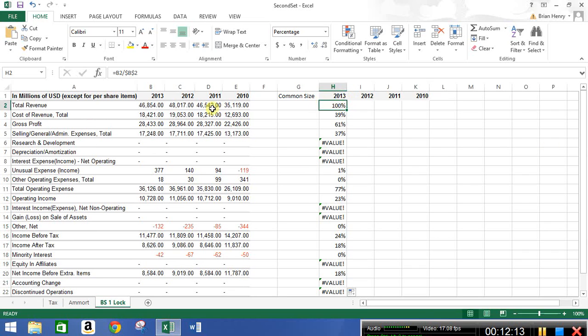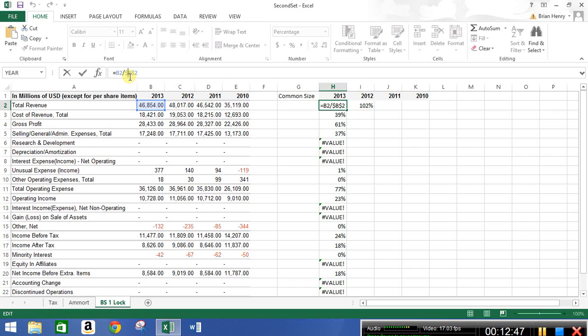The problem with locking the denominator, though, is when I drag this over, you're going to see now it goes to 102% because now I'm dividing 2012 revenue over 2013 revenue, and that's not what I want. Now I want to see what the cost of goods sold was relative to 2012 revenue. To do that, all I have to do is instead of putting two dollar signs, this time I want the row reference to float. So for 2012, I want it to reference C instead of B. So I want this reference to float.